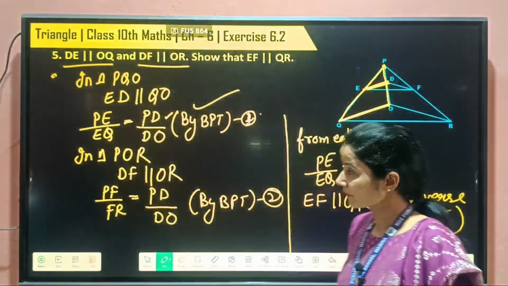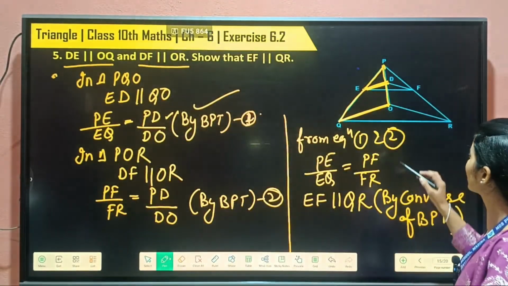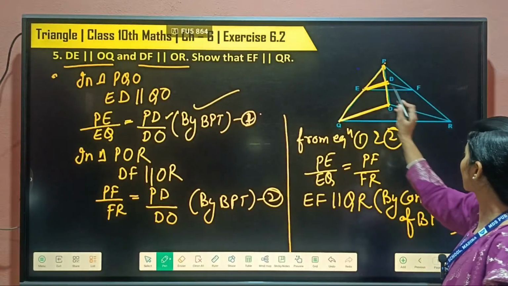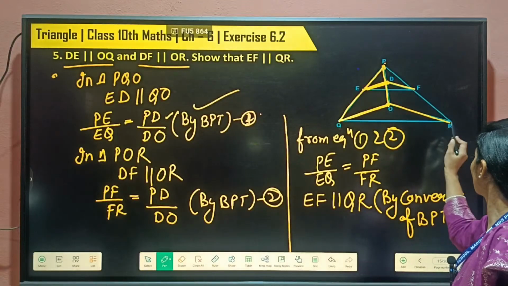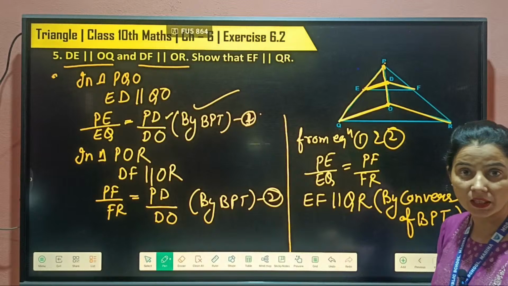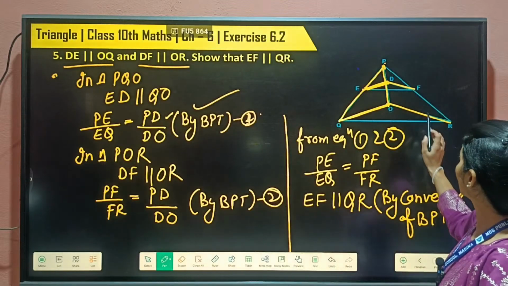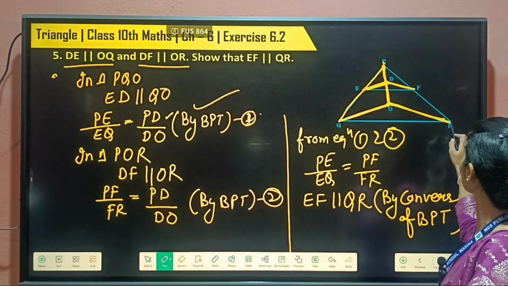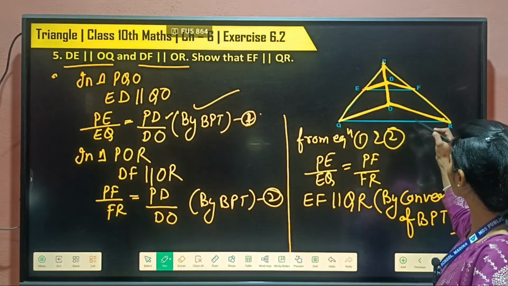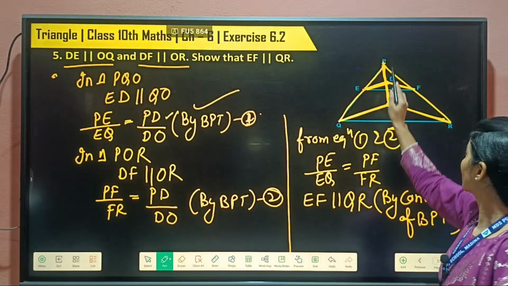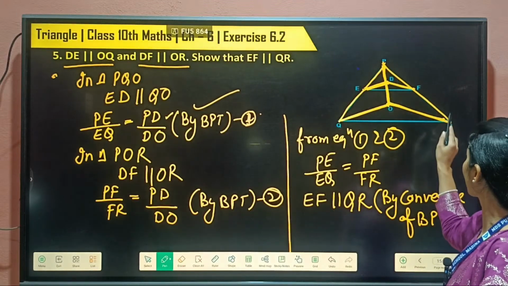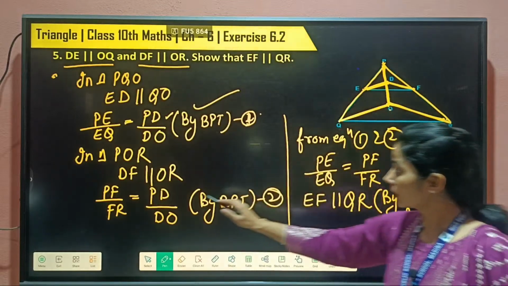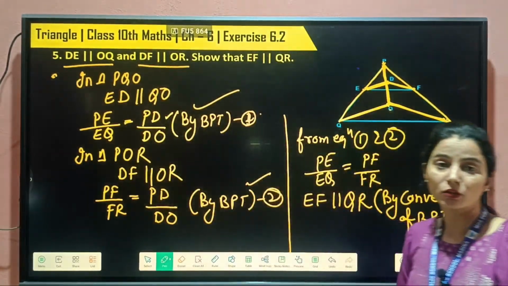Equation number 1. In the second triangle, you will see this time POR. In this triangle, DF is parallel to OR. Now, if these two sides are parallel in triangle POR, then I can write their corresponding sides ratio. PF by FR equals PD by DO, by BPT theorem we have written.